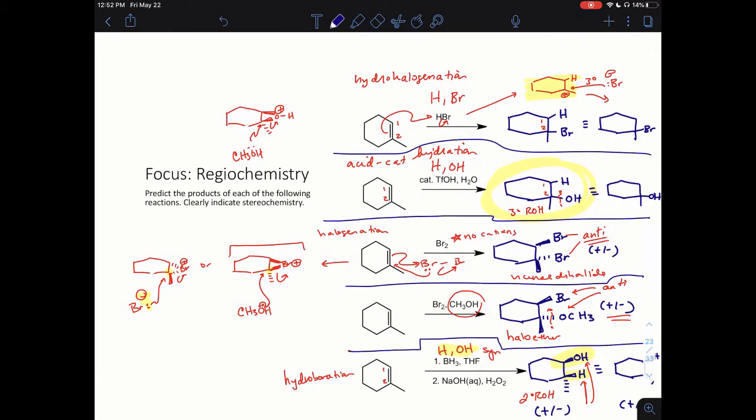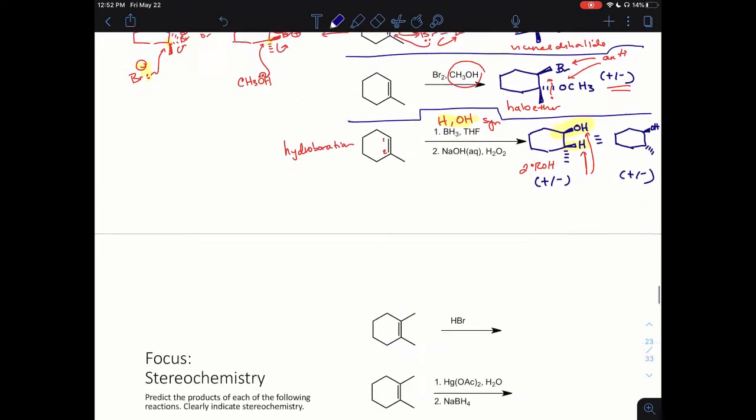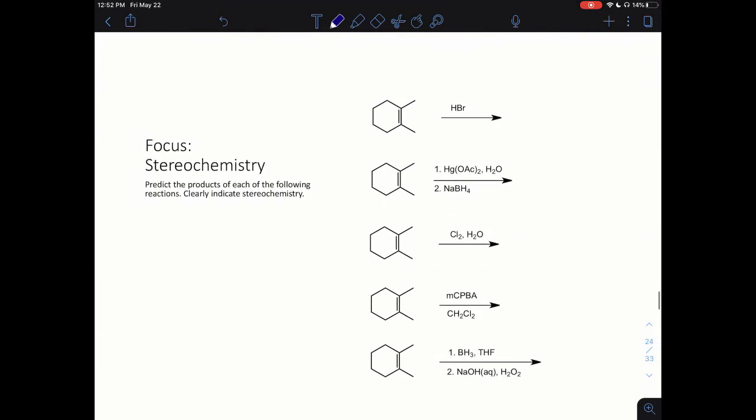For these problems, we really focused on regiochemistry. So which carbon of the alkene was making a bond to which of the two atoms adding across the alkene. But for the next set of problems, we're going to look at the symmetrical alkene, and we're going to focus more on the stereochemistry of the products. So please go ahead and try these problems. It's really important to try them yourself so you get the most out of it, and then we will look at them together.